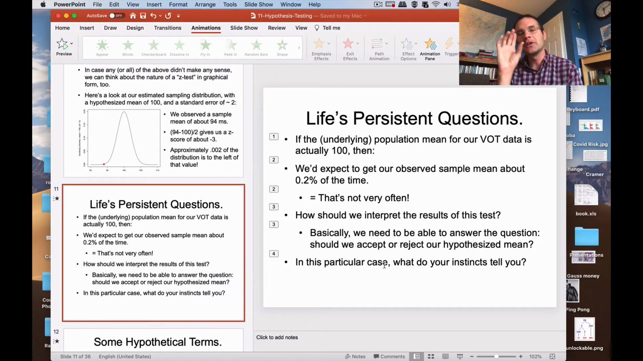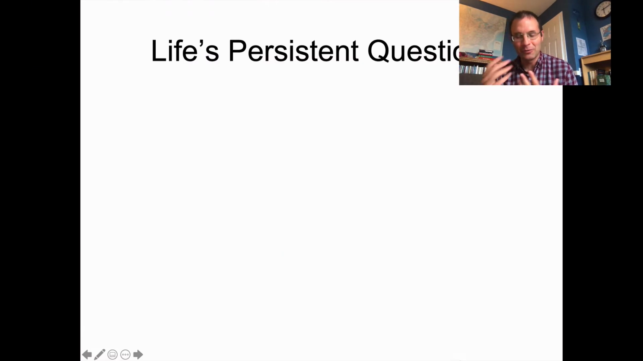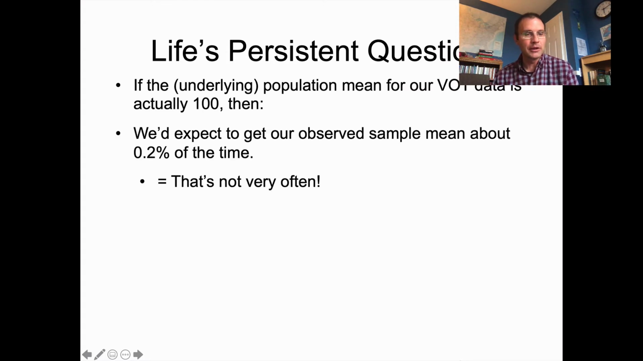And so that's what we're going to use. That's the piece of evidence that we're going to use to try to jump to a conclusion about what's going on here underlyingly in our data. We need to make a decision about whether we should accept or reject that hypothesized mean. And I asked you to come up with an instinctual answer to this. Maybe you already did that well before I asked the question, but in this particular part of the lecture, I want to walk you through how to do that formally.